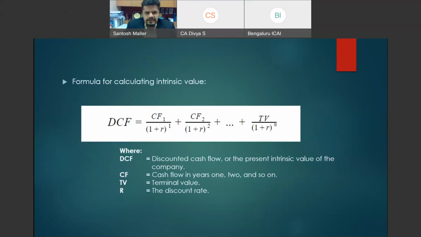So this is the formula for calculating DCF. The cash flow at the end of the first year, CF1, divided by (1 plus R), where R is the discount rate, raised to 1, 2 or 3, and so on. Here DCF is the discounted cash flow, or the present intrinsic value of the company, CF is the cash flow in years 1, 2 or 3, TV is the terminal value, and R is the discount rate.